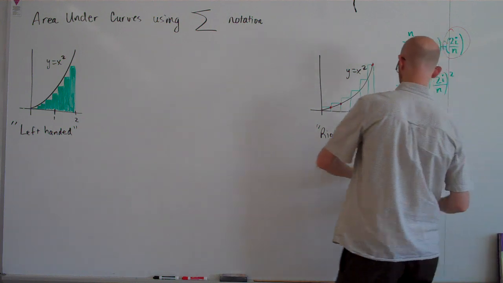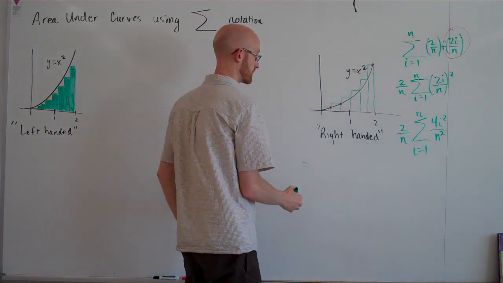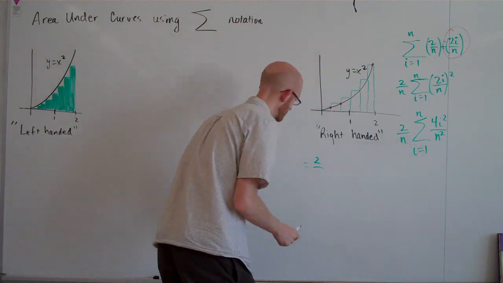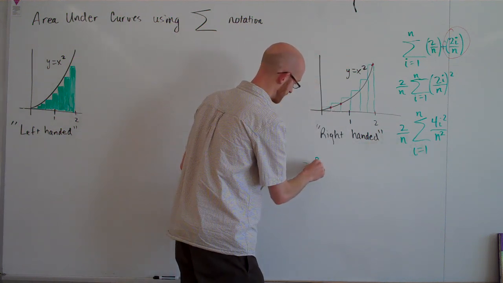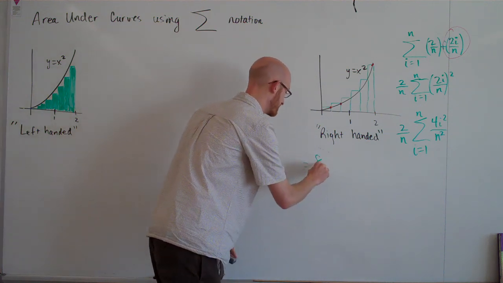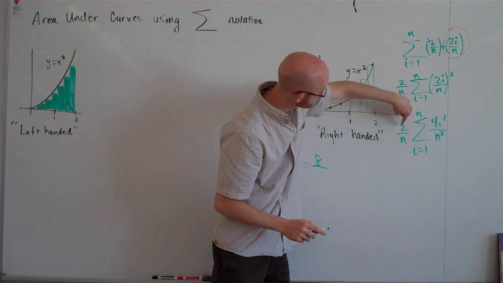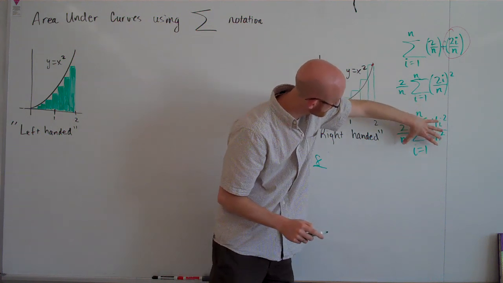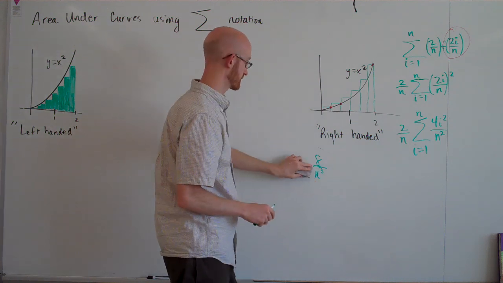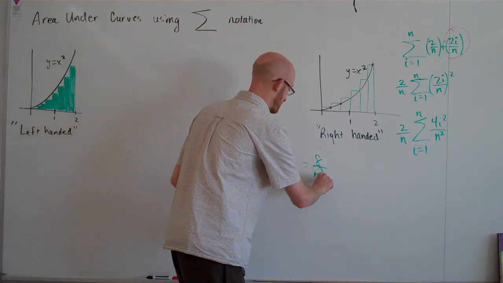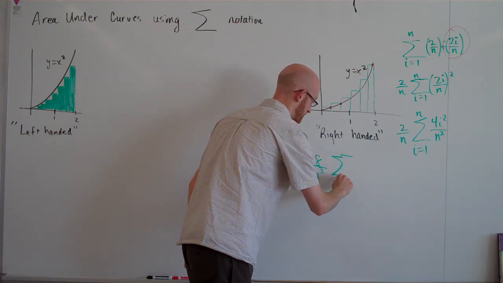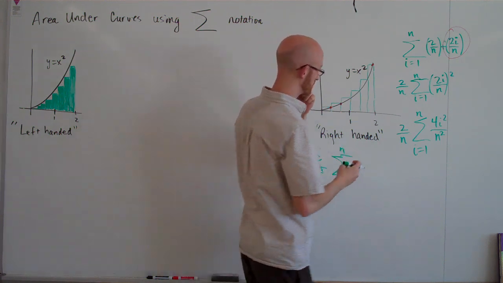And now I'm going to resume my work down here. So that'll be 8 over, I got 8 because 2 times 4, bring those together. n times n squared, that's n cubed, times the sum of i squared.